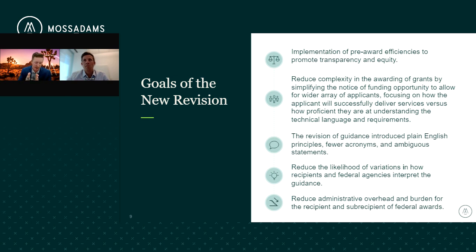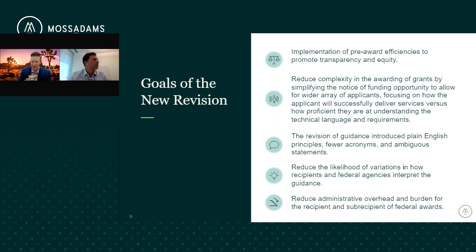So the thought is these changes will help reduce some of those complexities, eliminate some redundancies and administrative burden, to allow a broader and wider array of organizations to apply and be able to do so without committing a significant amount of their time and effort to obtain this funding. So not only are they creating some efficiencies, they're also reducing the complexity in the awarding of grants, focusing more on how organizations deliver services versus proficiency in understanding the legalese and the regulations around it. They've also moved a lot of language to plain English, reducing some redundancies, adding better definitions, revising definitions, and removing ambiguous statements.